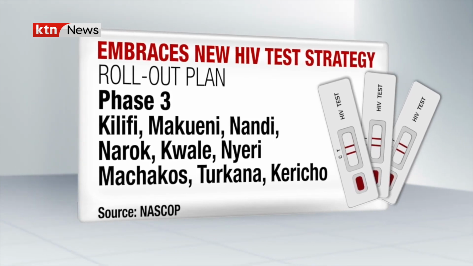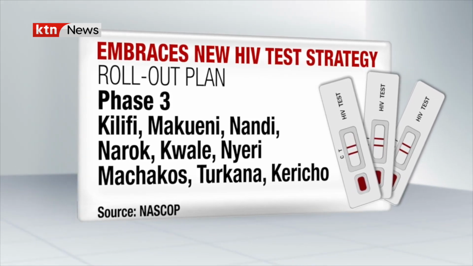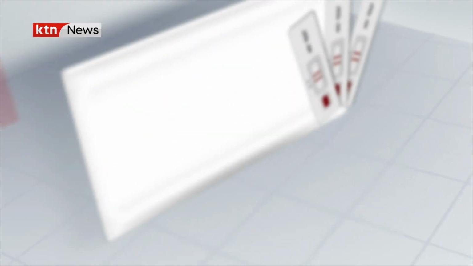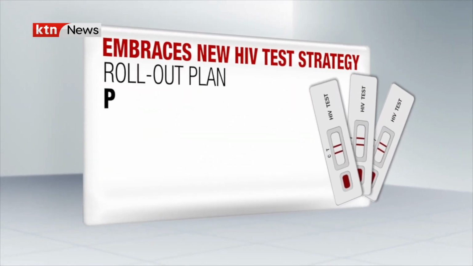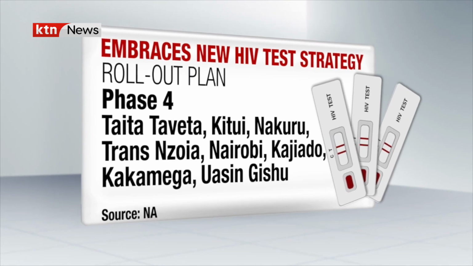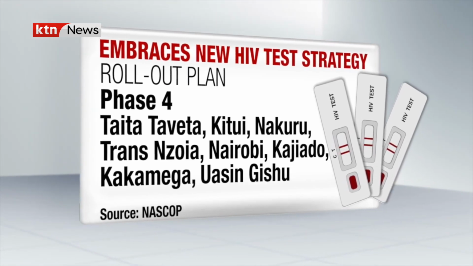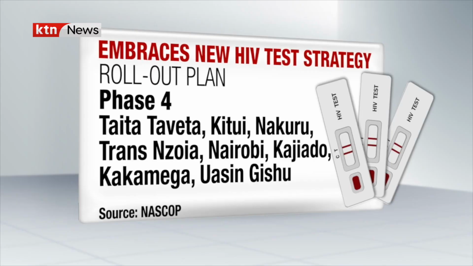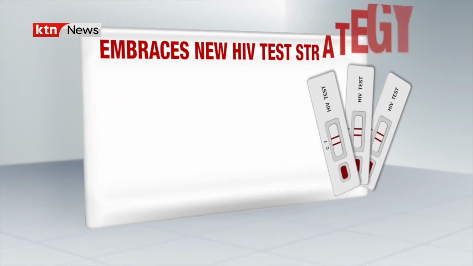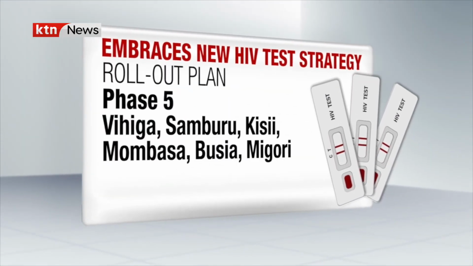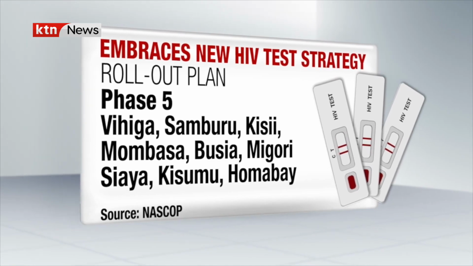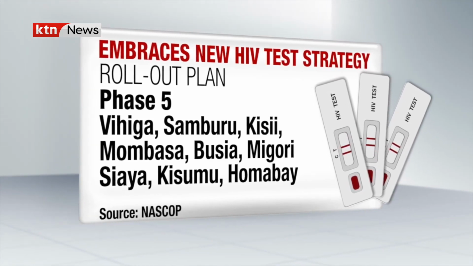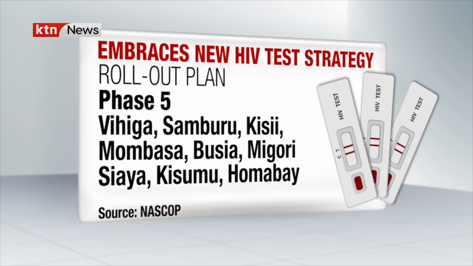Thereafter, Kilifi, Makueni, Nandi, Narok, Kwale, Nyeri, Machakos, Turkana, and Kericho will follow suit in adopting the new test strategy during the 3rd phase of the rollout program. They will be followed by Taita Taveta, Kitui, Nakuru, Trans Nzoia, Nairobi, Kajiado, Kakamega, and Uasin Gishu in the 4th phase, before the remaining counties of Vihiga, Samburu, Kisii, Mombasa, Busia, Migori, Siaya, Kisumu, and Homa Bay complete the process.